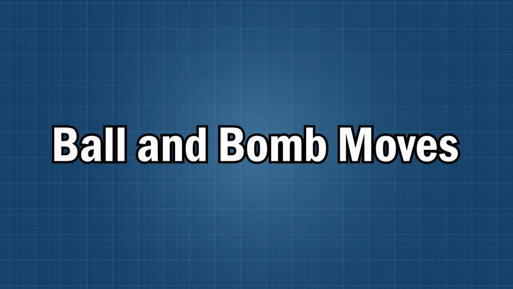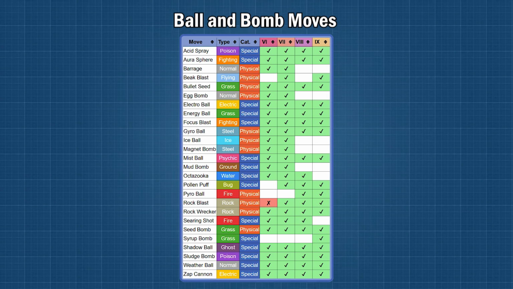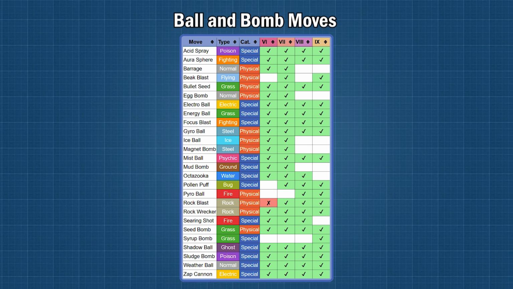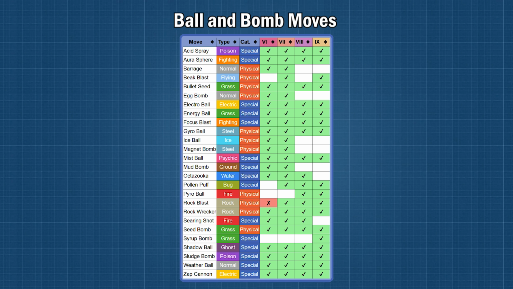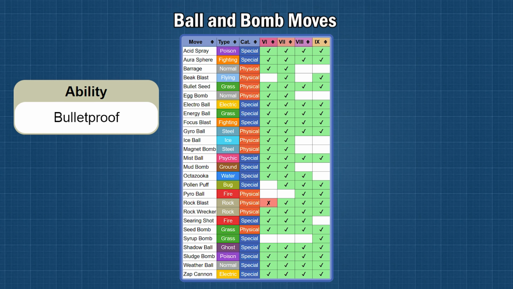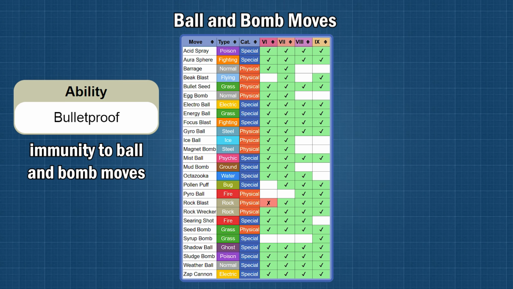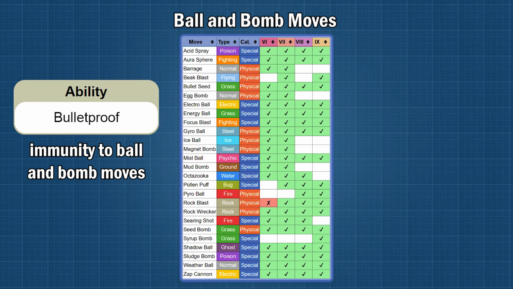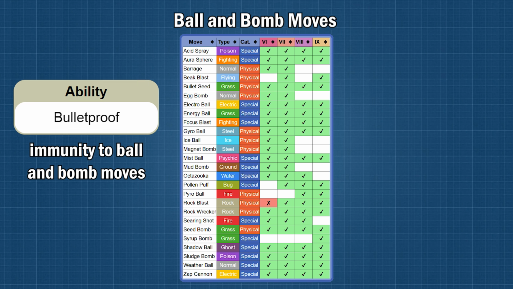Next is Ball and Bomb moves. These are all physical and special attacking moves that are generally described to be based on a ball or a bomb. Ball and Bomb moves interact with the ability Bulletproof, in that Pokemon with this ability are immune to these kinds of moves. What counts as a ball or bomb move though is honestly pretty arbitrary outside of literally having ball or bomb in the name of the move.